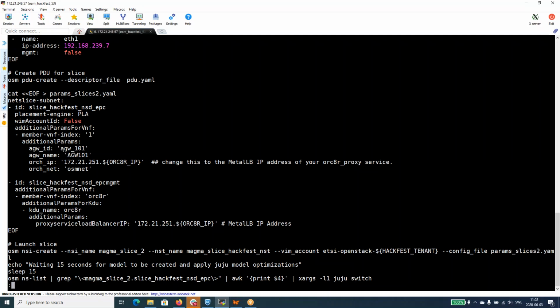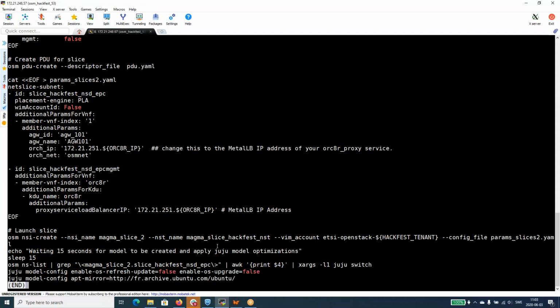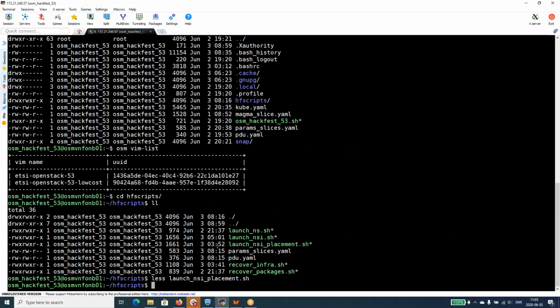There's also a change for the ID and name of the access gateway, because we need another one. The default that you used for Felipe's session was probably 100, so we just changed that to 101. The addresses will then follow your environment, I suppose. And then the slice will be launched, but in this case we will call it Magma Slice 2, same template. We will use the original, the default Vim account, because the idea is that PLA should override that and actually decide on a different placement of this slice. And then we use the config file, which is denoted params_slices2.yaml. And then the other thing should be as before.